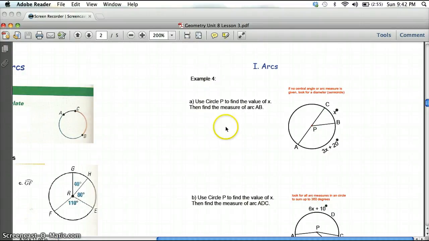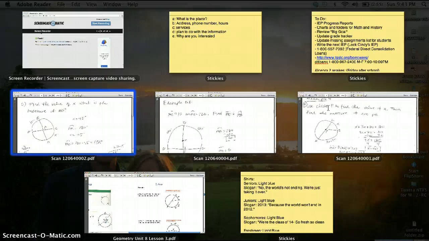Now our second question says use circle P to find the value of x, then find the measure of arc AB. Now if you look at this diagram, AC creates a semicircle, and a semicircle is 180 degrees. So A, B, and C equal 180 degrees. So we're going to go ahead and set that up.